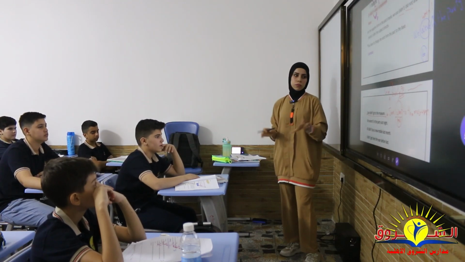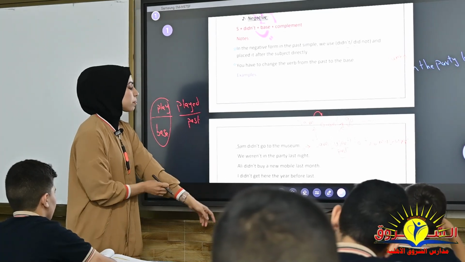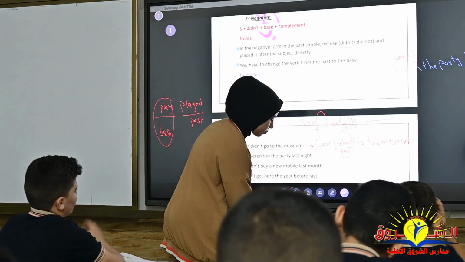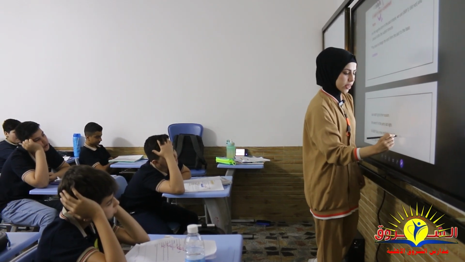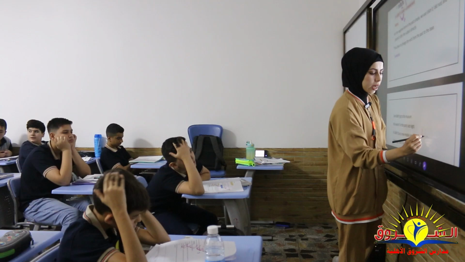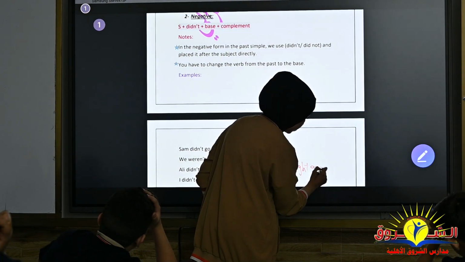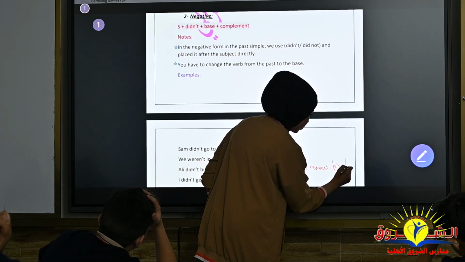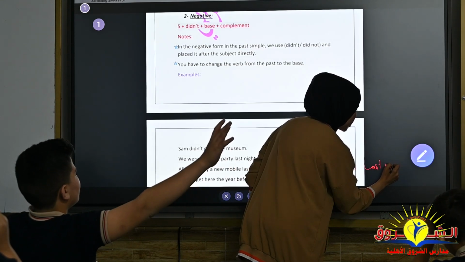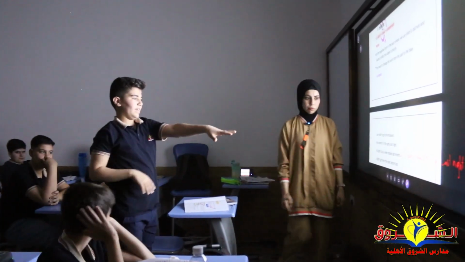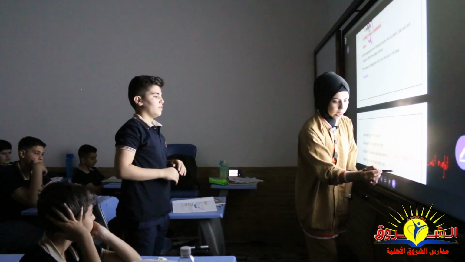Clear? Okay. Now, this is the sentence: Ali didn't buy a new mobile last month. Just a minute. Okay, here we said in the past form, in the affirmative, Ali bought a new mobile last night. Yes, make it in the negative form. Okay. After Ali, directly we will add didn't. Okay.